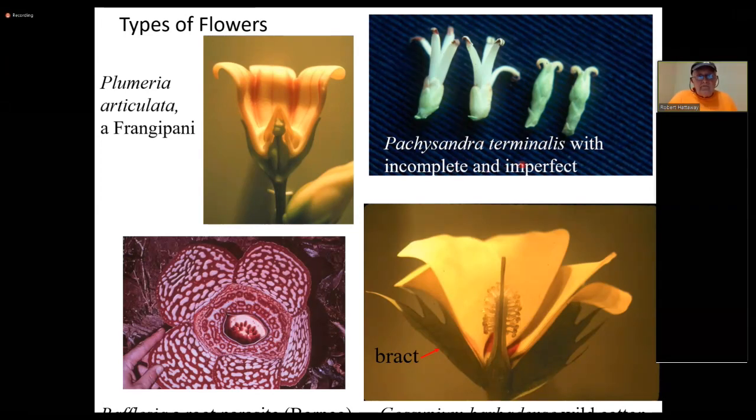So they're imperfect, and by definition, once they're imperfect, they're automatically incomplete. They're lacking one or more of the whorls. So you wouldn't expect something like this to be insect pollinated. There's nothing much attractive about them. In fact, they're pretty small. I could go out in my front yard and get something looking very similar off of my boxwoods, which are in the same family, the Buxaceae, the boxwood family.